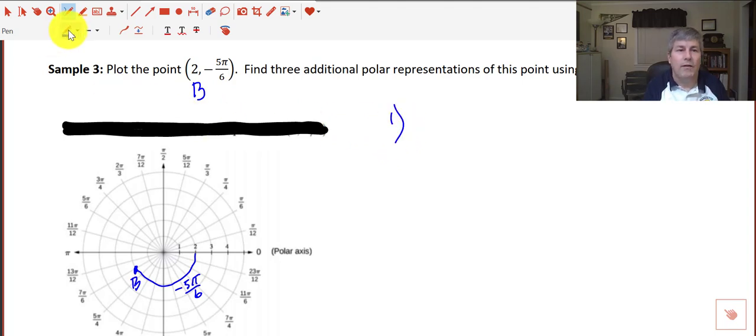But now we need 3 additional points. Well, our first point is fairly straightforward. We can move in the positive direction. So our directed distance 2, move 7 pi over 6 radians to get us to B. And we've got our first point, which is at a directed distance of 2 and 7 pi over 6 radians on the polar plane.